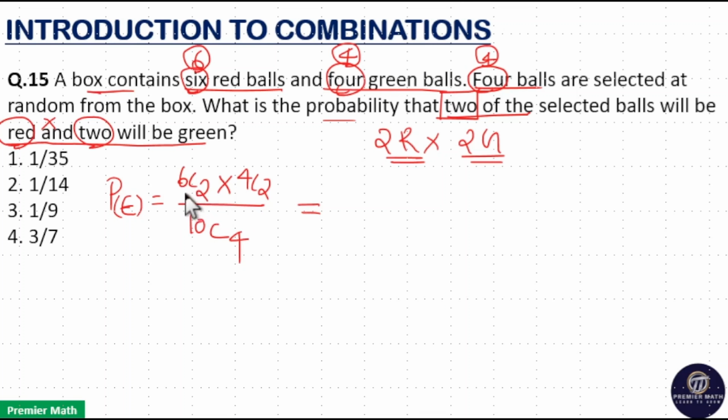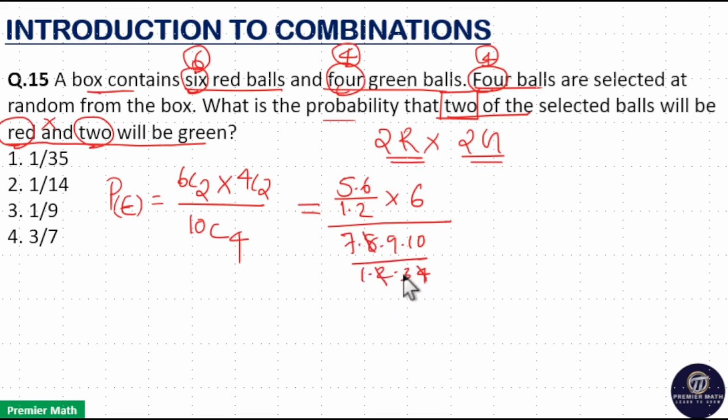6C2 means 4 factorial cancel, remaining 5 and 6 in the numerator and 1 and 2 in the denominator. 4C2 means 6 ways. 10C4 means 6 factorial cancel, remaining 7, 8, 9, 10 in the numerator and remaining 4 factorial in the denominator. Now 4 into 2 is 8. 3 goes 3 times in 9. Now 5 goes 2 times in 10. 3 into 2, 6 cancel. 2 into 3, 6 cancel. So 3 by 7 is the total outcome. Option 4 is your answer.